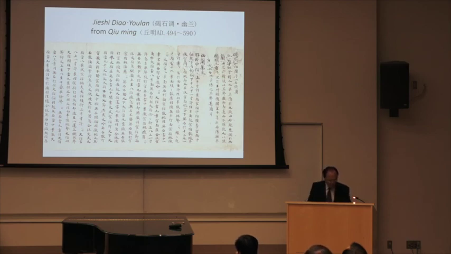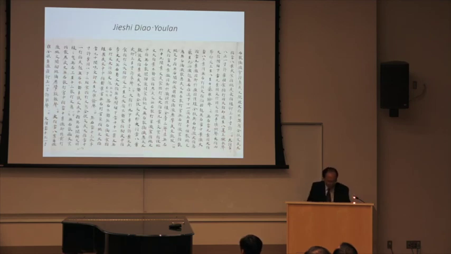The earliest Qin notation appeared in the 6th century, in the Liang Jing period, in the Jieshi Diao Youlan. This notation is the literary form of the Qin notation that describes through characters how to play the Qin. See the picture. These are Chinese characters like this. The notation describes the finger and positions for the left hand and the string and manner of playing for the right hand.